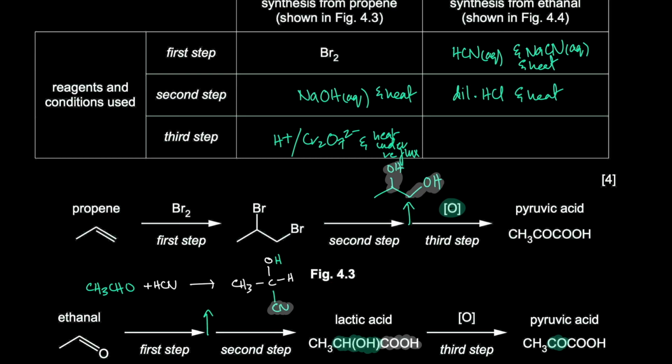Or just heat. And then lastly, once we have this lactic acid, we can oxidize the secondary alcohol to a ketone using acidified dichromate 6. And you can just heat and distill, or you can heat under reflux. So you can just say heat.